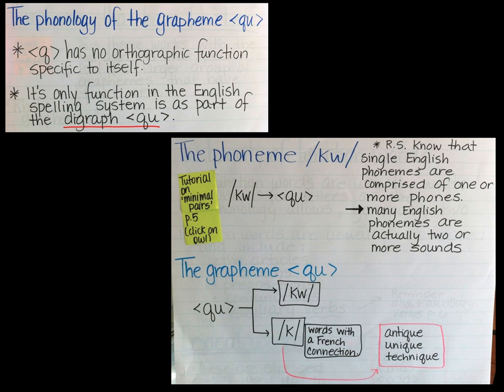The phoneme Qu is something that we're going to look at next, is often represented by QU. Real spellers know that single English phonemes are comprised of one or more phones, and many English phonemes are actually two or more sounds. So you can hear that with the Qu. The grapheme QU can make the Qu sound, or it can make a K sound. Normally, when QU represents the K sound, those words have a French connection, like antique, unique, and technique.